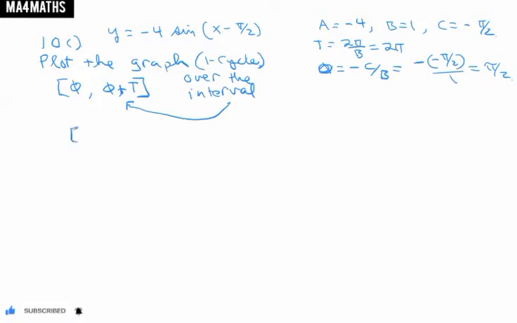So where do we start? We start at pi/2, and where do we end? The start is pi/2, and phi plus t is pi/2 plus 2 pi, which is 5 pi/2. So we have here 5 pi/2. So are we good so far? Any questions at this point?